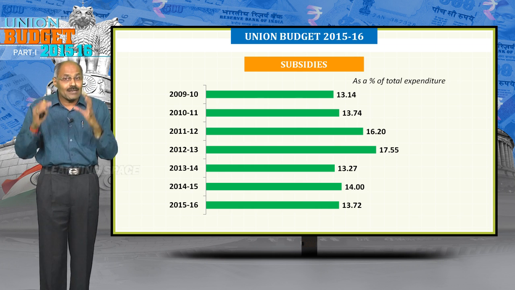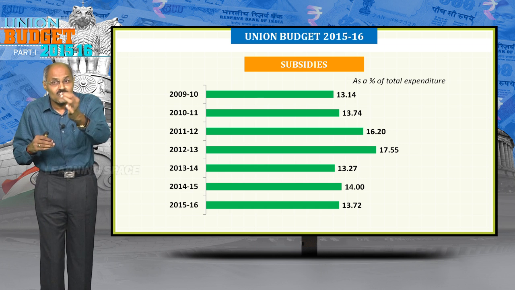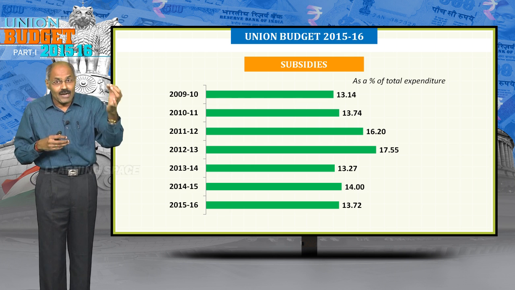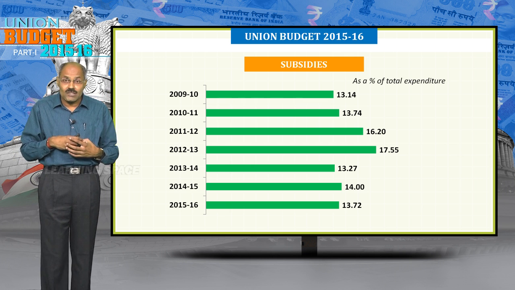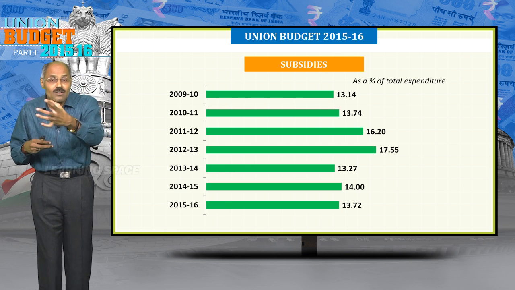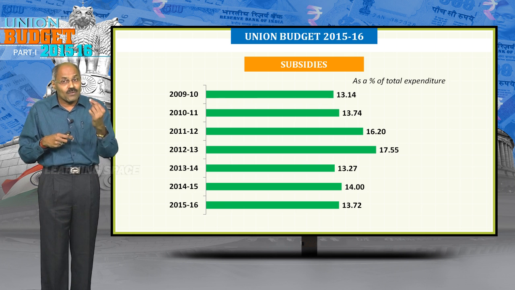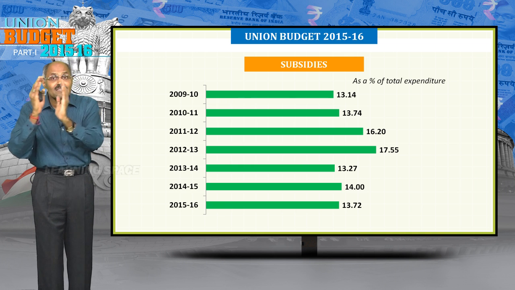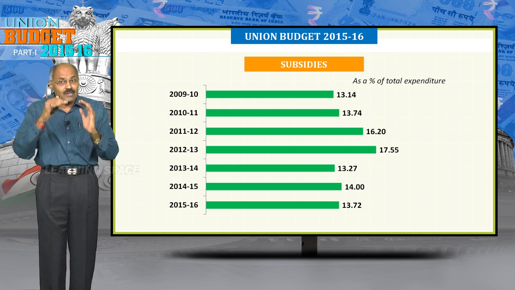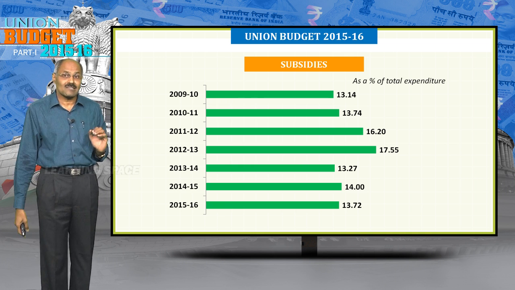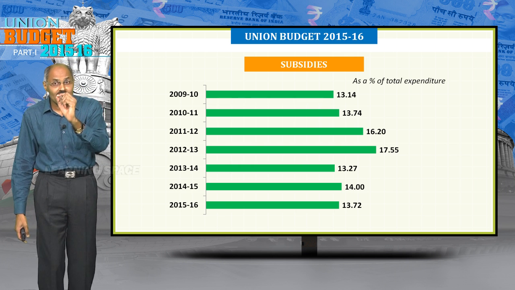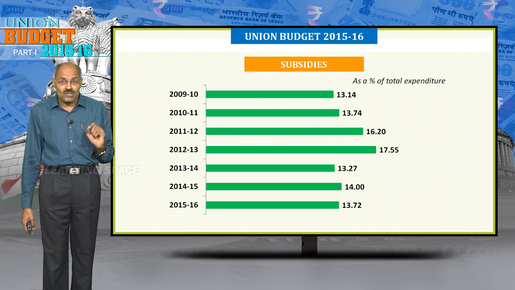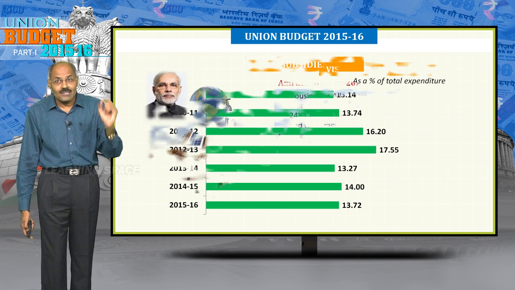Please remember, at present, subsidies constitute 14% of government's expenditure, and if you look into the GDP, subsidies constitute 2% of GDP. Government wants to reduce these subsidies. Next year, they kept the target of 13.72% of total expenditure, right? Look into the next one.